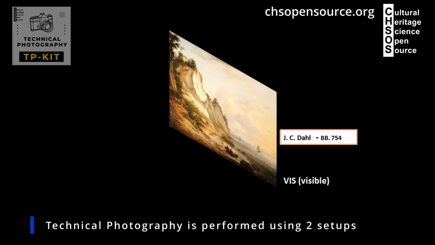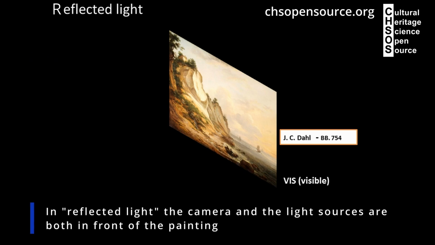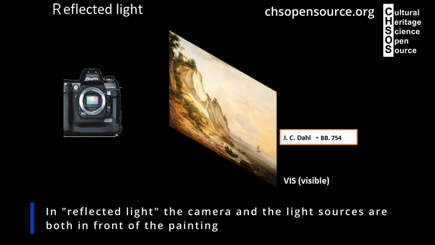Multispectral imaging is performed using two setups. In reflected light, the camera and the light source are both in front of the painting.